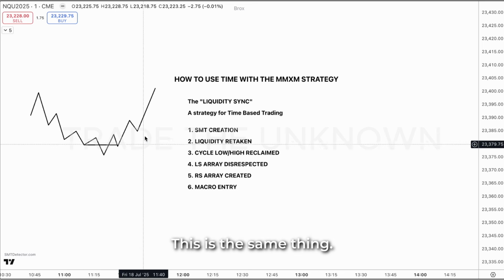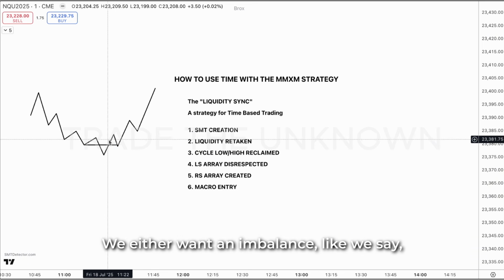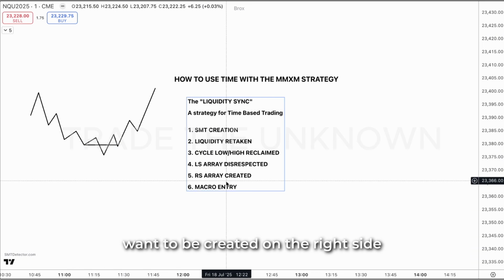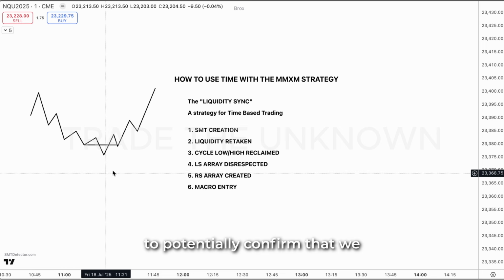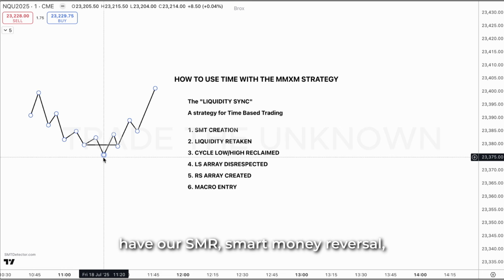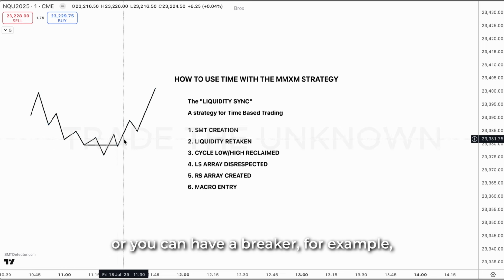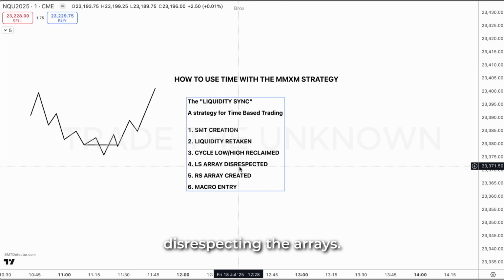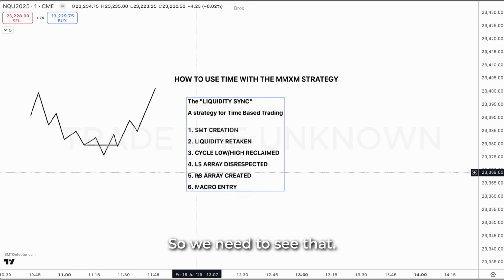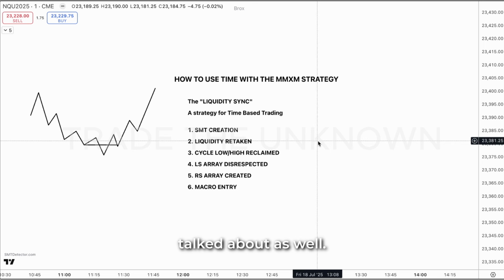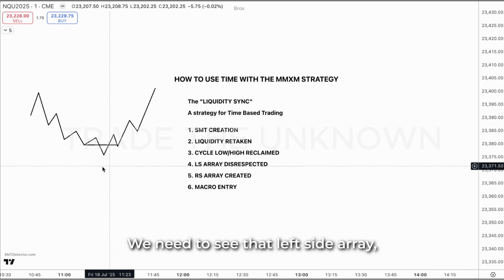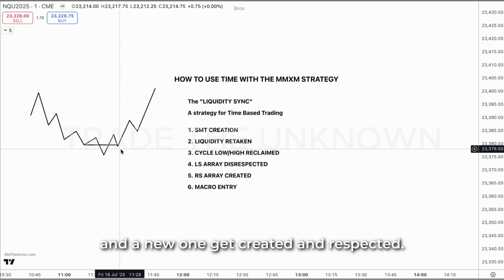This is the same thing. We either want an imbalance, like we say, we disrespect one, and now we want one to be created on the right side to potentially confirm that we have our SMR, smart money reversal. Or you can have a breaker, for example, created after you start disrespecting the arrays. So we need to see that, and this is what ICT talked about as well. We need to see that left side array, one of them fail, and a new one get created and respected.